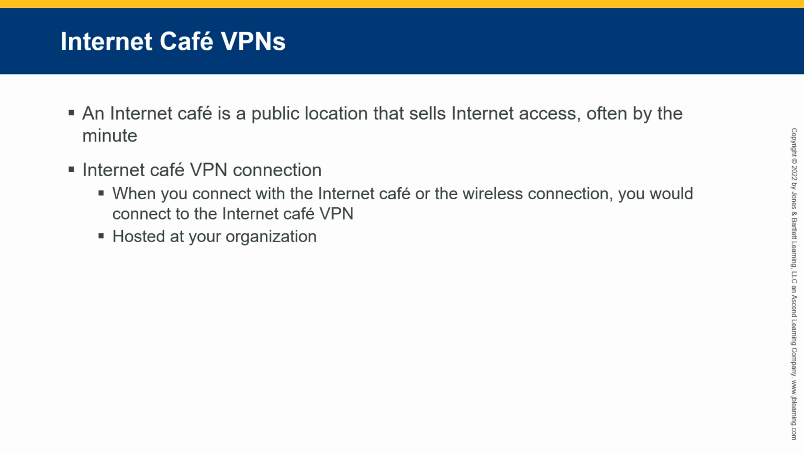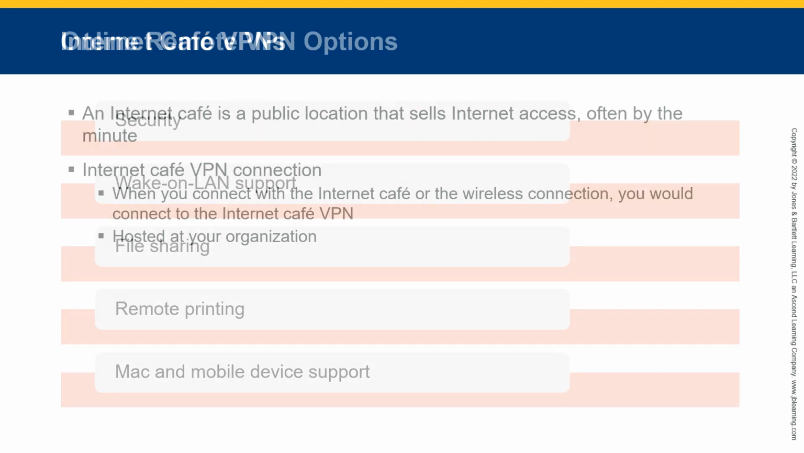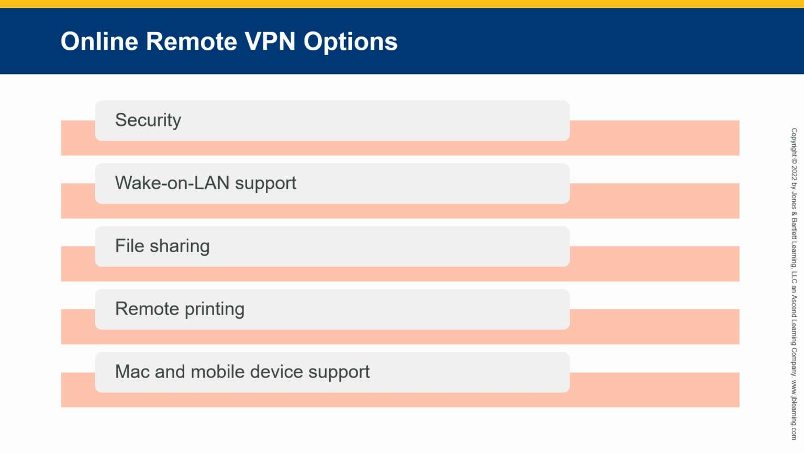So when you connect to the internet at one of these sites with a wireless connection, and you're using their connection, you do want to utilize a VPN. For the Internet Cafe VPN connection, or any kind of public connection you're going to be making to your organization, you do want to utilize a VPN server for that. All right, let's move on to something more relevant.